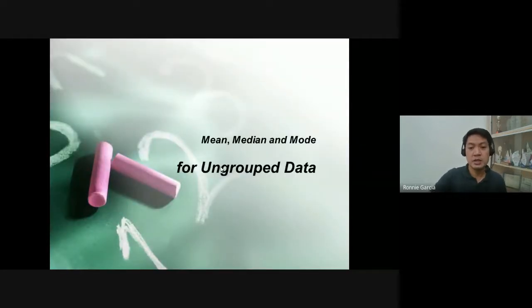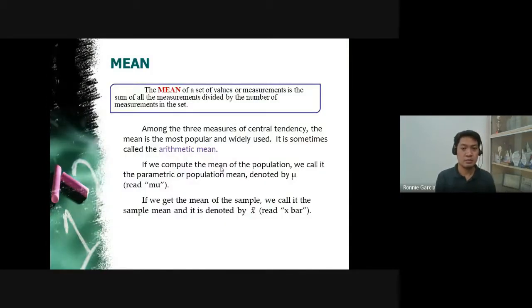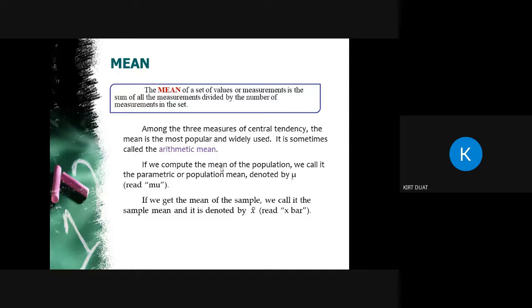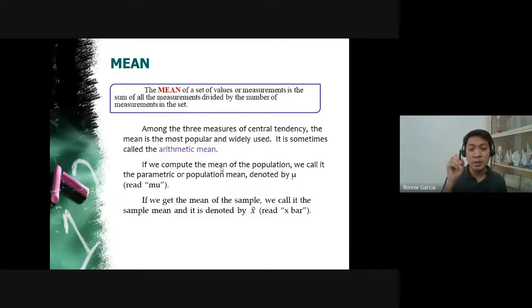To get the central tendency, we can have three choices. Number one is the mean. Kindly read what's the meaning of mean? The mean of a set of values or measurements is the sum of the measurements divided by the number of measurements in the set. Thank you so much. So, kwaon daw nimo ang mga sum. So, you are going to add all the values given and then divide by the number of measurements.